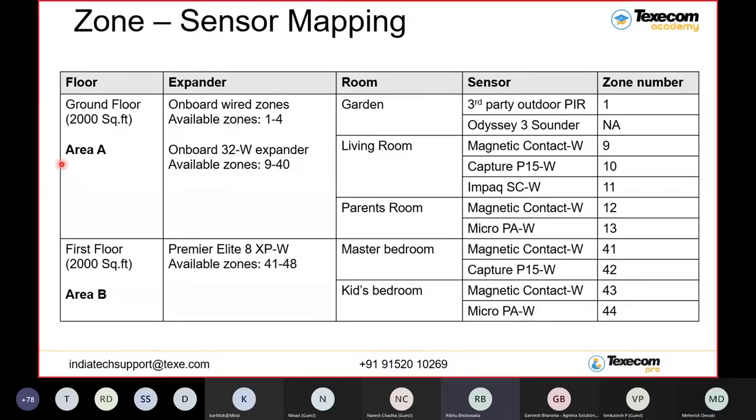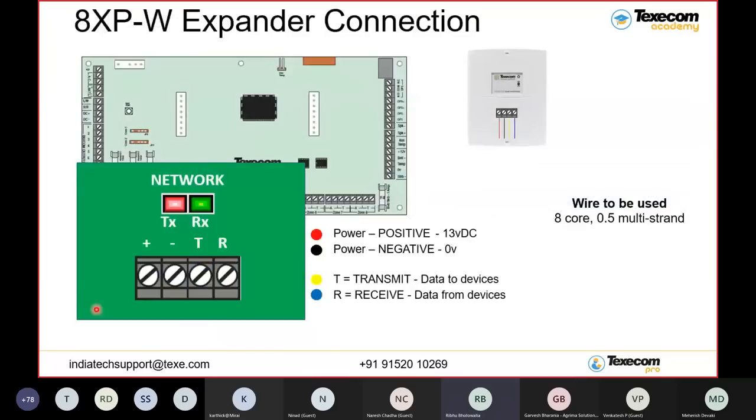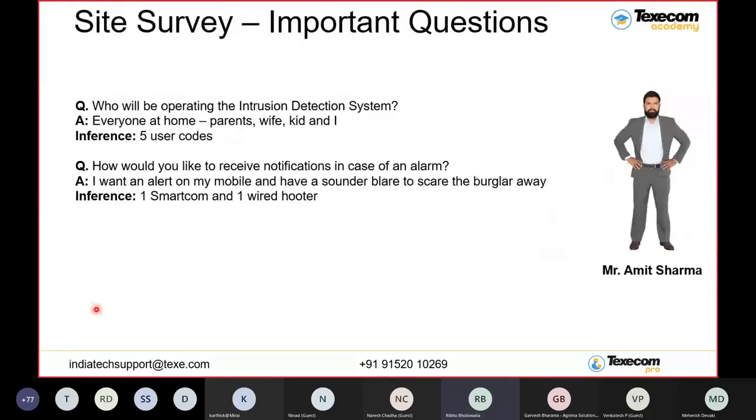Now you can see area A and area B. What does it mean? After the installation is done, there is a requirement from Mr. Sharma. This person said, okay, you have done the installation, but now I want to arm my ground floor area at a different time and the first floor area at a different time.